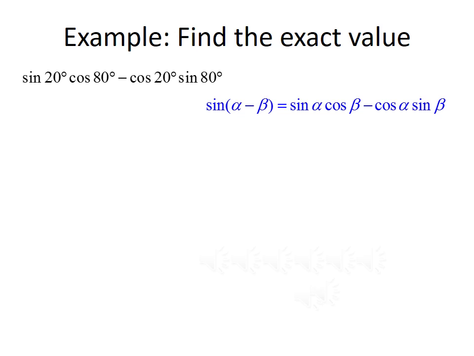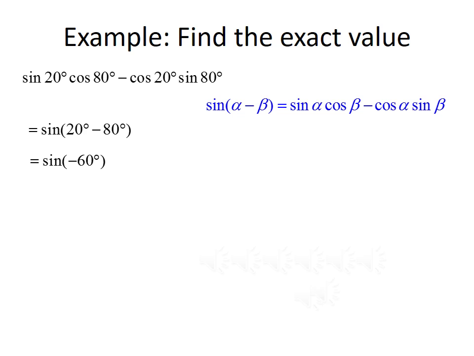The problem that we were given matches up with the difference formula for sine. Sine of alpha minus beta equals sine of alpha times cosine beta minus cosine alpha times sine beta. Our alpha value will be 20 and our beta value will be 80. So using that difference formula, we can rewrite our problem as the sine of 20 degrees minus 80 degrees. If we simplify, that'll be the sine of negative 60 degrees.